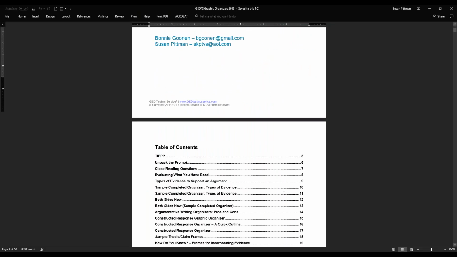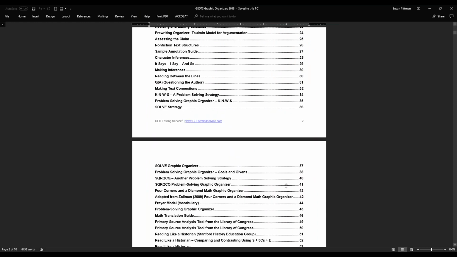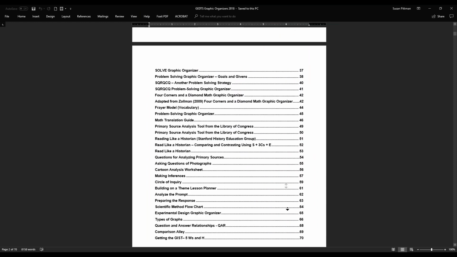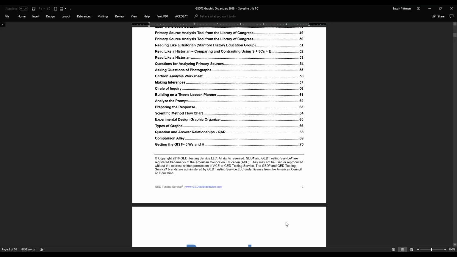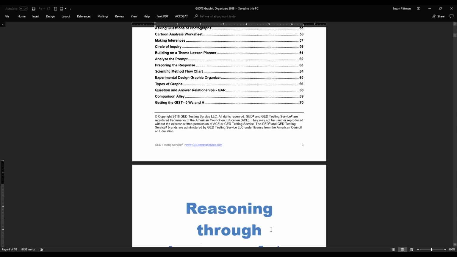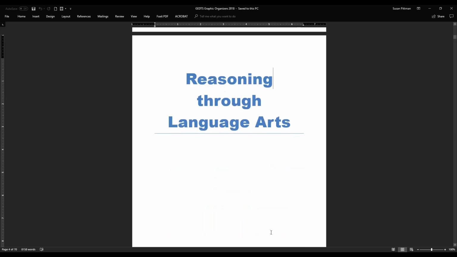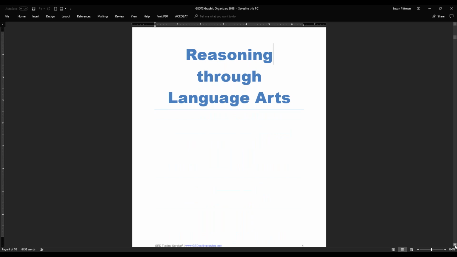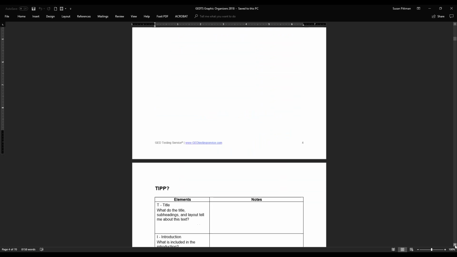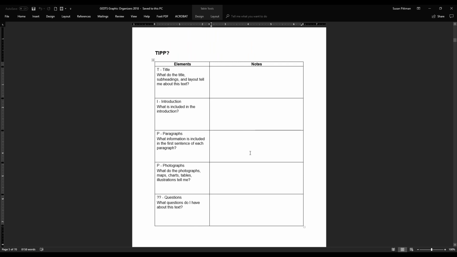As you can see, there are a lot of graphic organizers included in here, 70 pages' worth. But what we wanted to do is provide you with something that you can have some time to go through, look at the different things that are included here, and as you work with these, we'll go through and highlight just a couple of them.